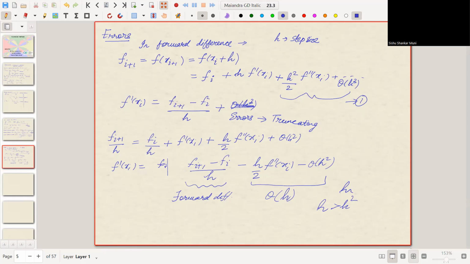Here I have written order of h square, but there is a bigger quantity in the front. I have to respect and take that quantity because it is bigger than the other. So order of h. So therefore, your forward difference method is order of h. Whatever numerical method you have at hand, if your method at the end has order of h to the power k, then it is kth order accurate.